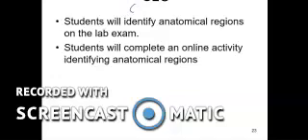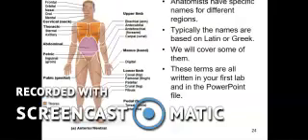Or around your ear, that's your temporal region. You have a temporal bone, a temporalis muscle, a temporal artery, a temporal vein, and a temporal lobe of your brain. So by learning these terms, they help you a lot for the rest of the class.